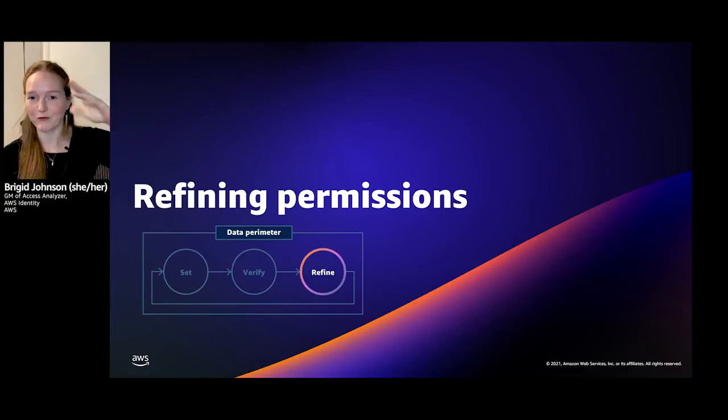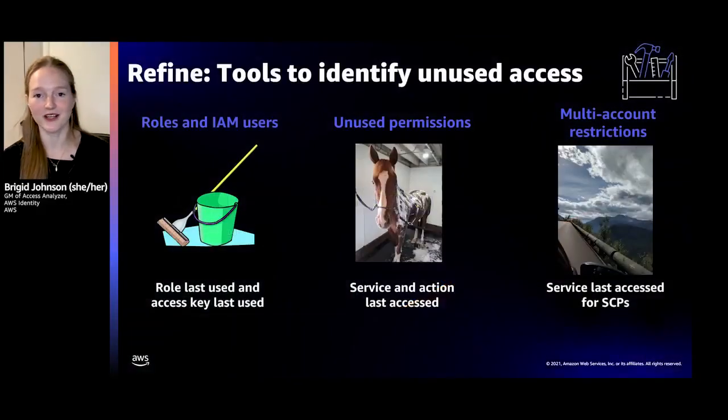All right, so we have set permissions, we verified. Now we want to refine, and we've refined a little along the way with the verification, but we're going to refine further. And what are your tools to do that? First and foremost, you want to clean up unused roles and definitely the IAM users. To do that, you're going to use role last used and access key last used. You can go to the console, you can call it programmatically, find things that aren't used, channel your inner Marie Kondo, and really clean up those roles that are not used, because that's just access lying around that you don't need.